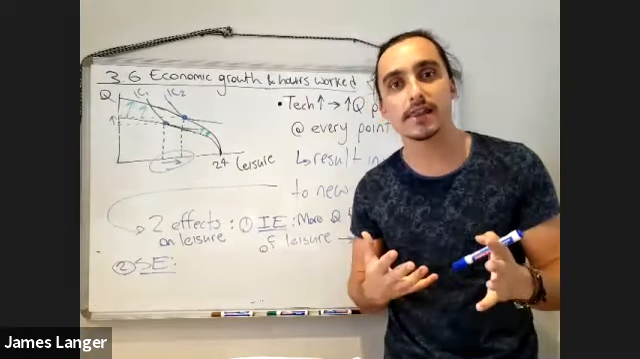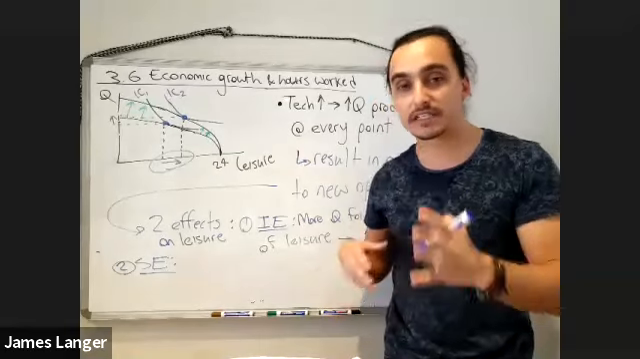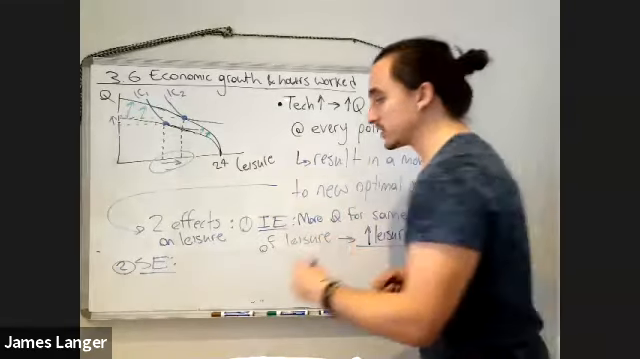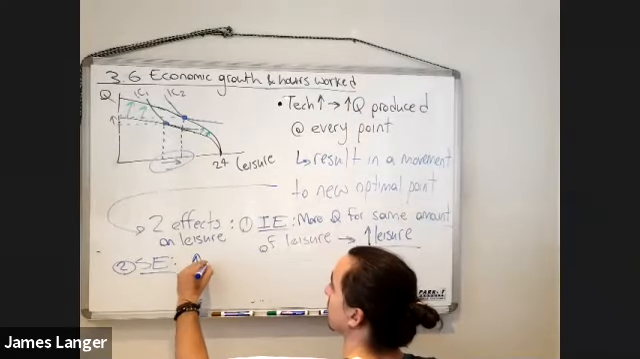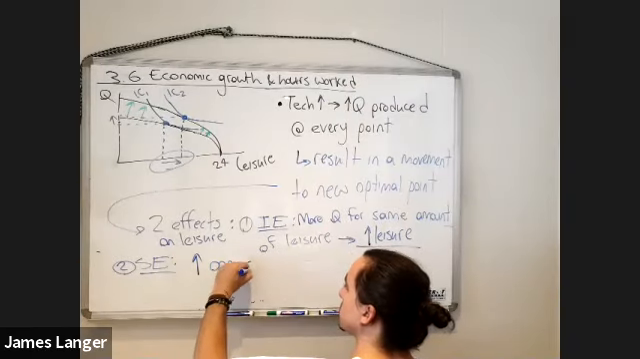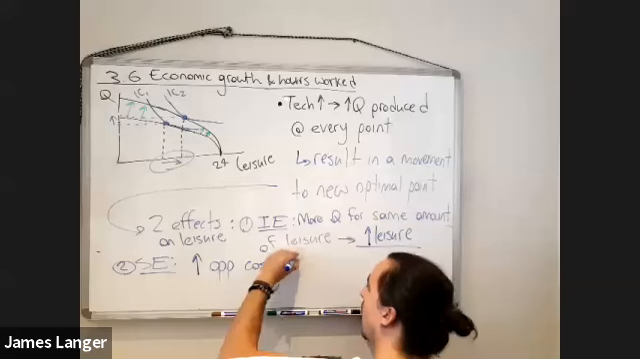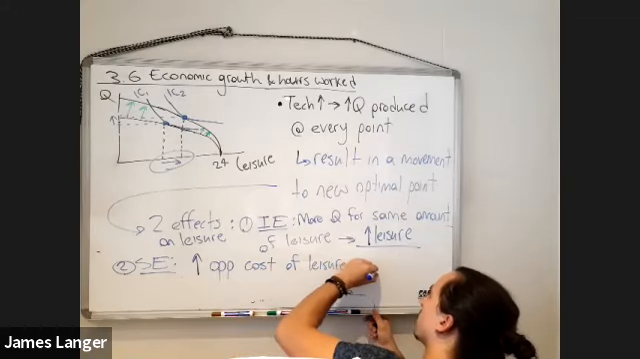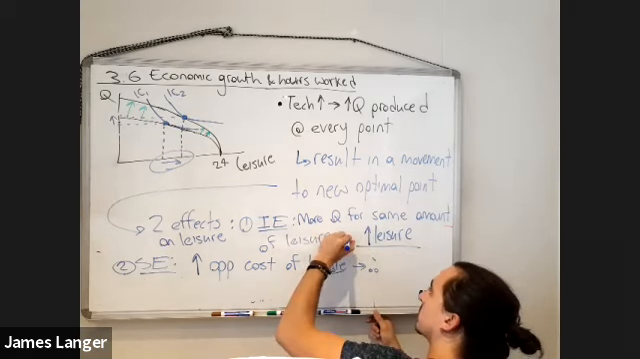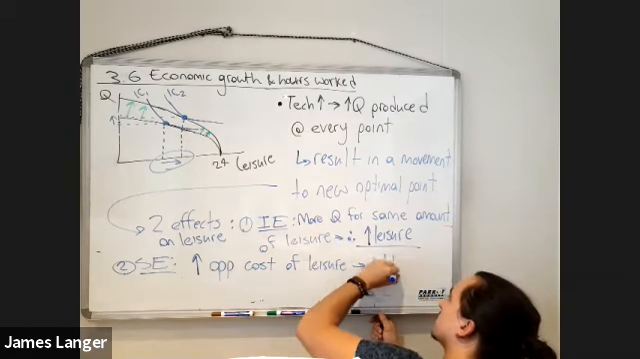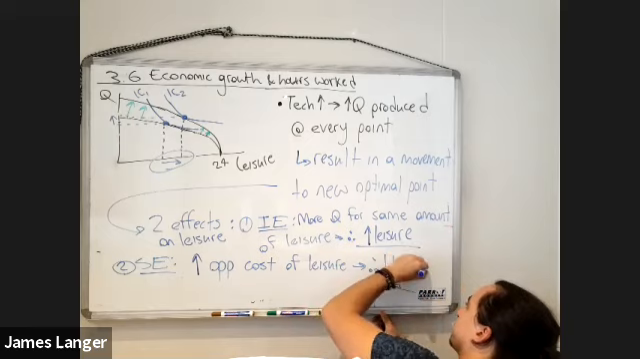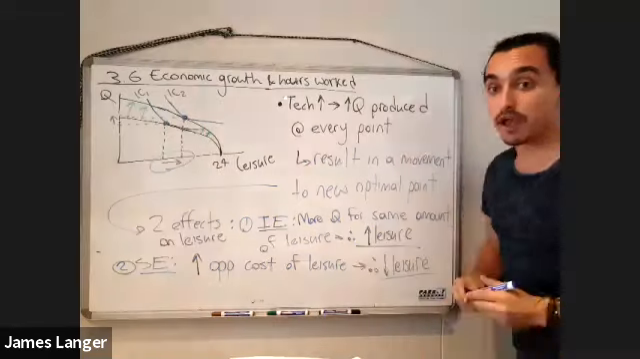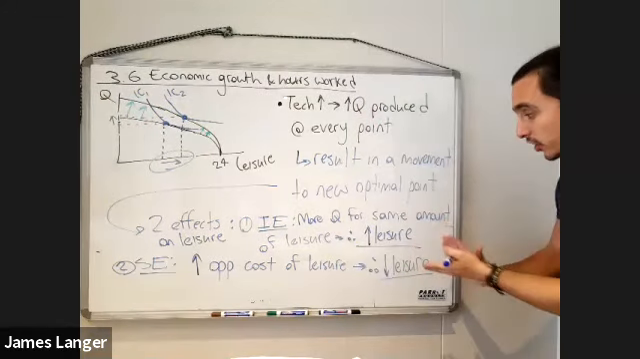Do we understand that? Do we understand that the second effect here was that there's an increase in the opportunity cost of leisure? Therefore, decrease leisure.